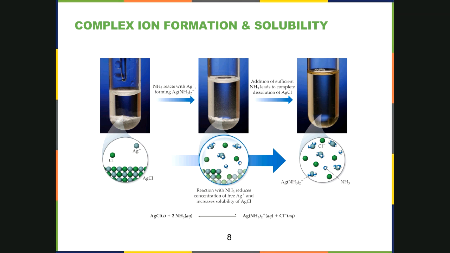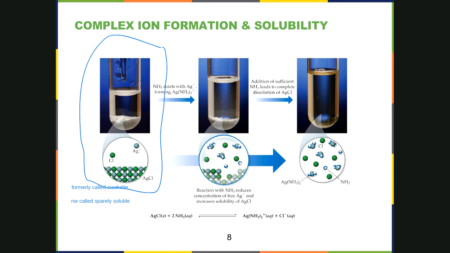So what we have here on the left is what we would have called an insoluble compound if we were in Chem 140, and now in Chem 141, we call these sparingly soluble compounds. So formerly called insoluble, and now called sparingly soluble, meaning that there is an equilibrium between the insoluble compound and what you get. It does dissolve, and there is a solubility constant for that. So formerly called insoluble, like in Chem 140, now we're going to call it sparingly soluble.